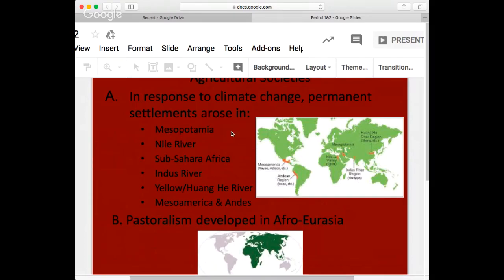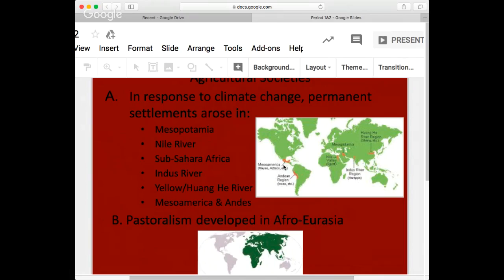So we've got Mesopotamia, which is right here in the Middle East. Remember, Mesopotamia is your land between two rivers, the Tigris and the Euphrates. You've got the Nile River here in Egypt. Sub-Saharan Africa isn't on the map, but it would be right here, everything under the Sahara Desert. The Indus River Valley over here in India and today Pakistan. The Yellow and Huang He River in China. Mesoamerica right here, and the Andes region right here.